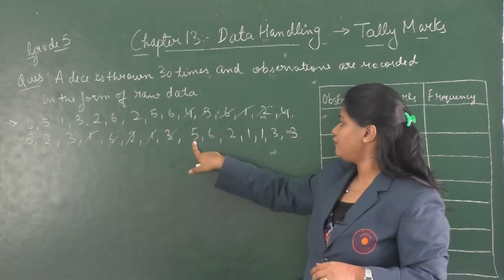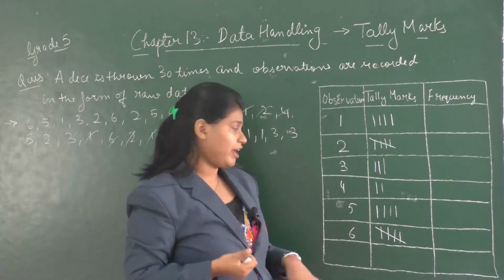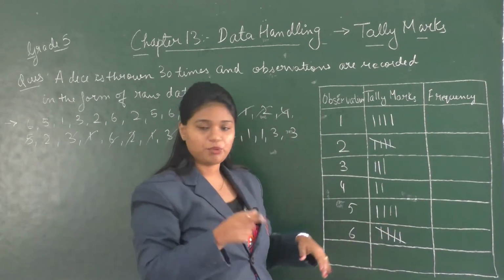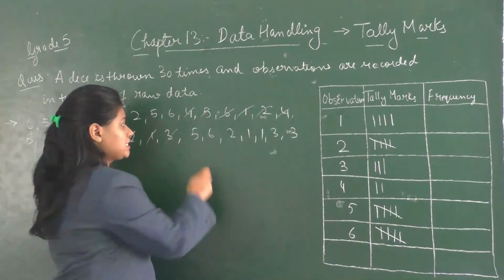Next we have 5, 6 and 2. So add the tally mark against 5. Here we have 4. So we will add the fifth one. 5, 6.